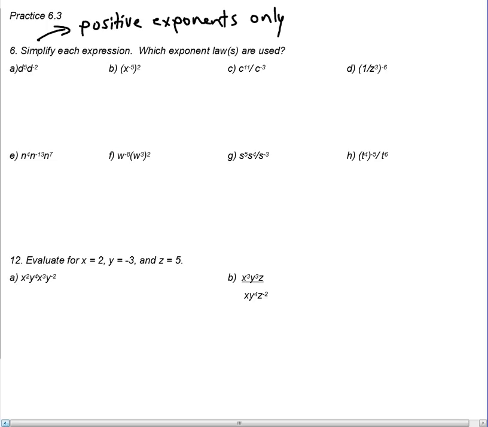So in the first example, we're going to use the multiplying powers exponent law. We'll call this the product law. And in this case, the product law requires us to add our exponents. So we're going to add 5 and negative 2. So that will give us d cubed. We're not substituting anything here, we're just simplifying. In this case, b, we're going to be using, so a was the product law.